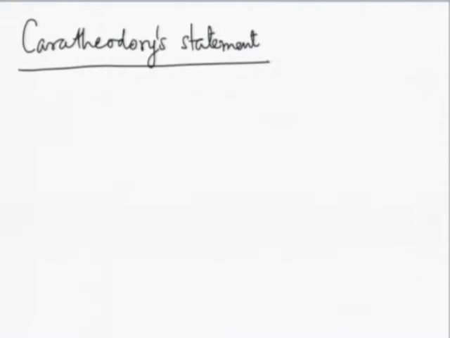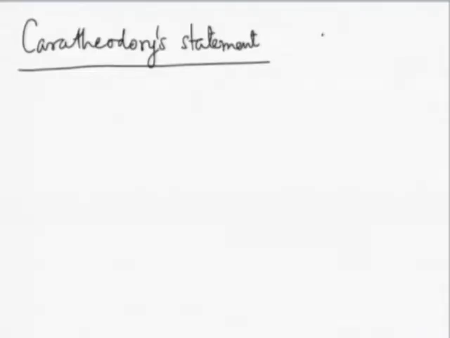Carathéodory's statement of the second law of thermodynamics is today considered, with some minor restriction that he is considering an almost continuous state space, perhaps the neatest and mathematically most robust statement of the second law of thermodynamics. And that statement is something like this.